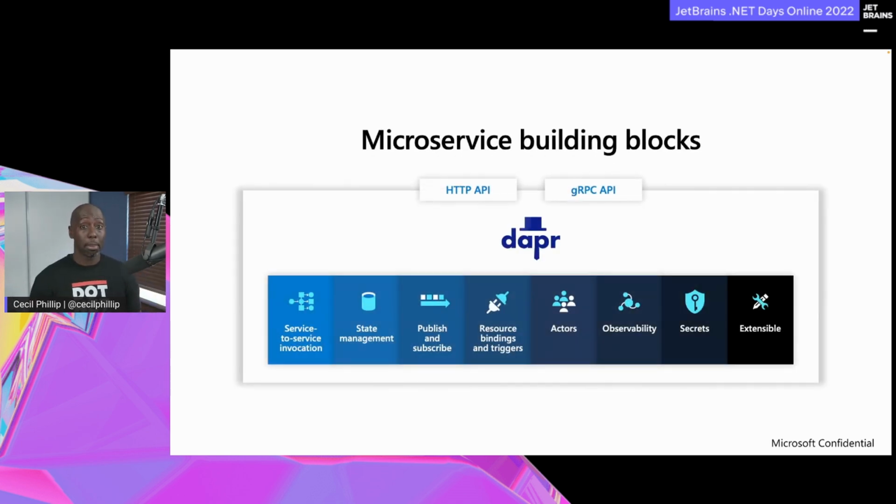concept called building blocks. What building blocks are, essentially, are different sets of tasks or things that you might want to do inside of your microservice. And behind each building block is some type of implementation. Right now, these are a few of the building blocks that Dapr offers. You think about things like service to service communication, state store, publish and subscribe, observability, secrets, and all of these different types of things.